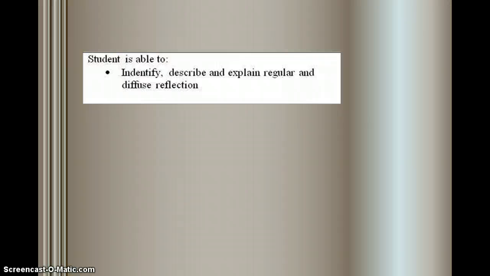So again, in this goal, you're going to need to identify and explain regular and diffused reflection. Be able to predict why one happens and what happens when light hits a certain surface. Is it going to be diffused? Is it going to be regular? What kind of reflection is it going to have?